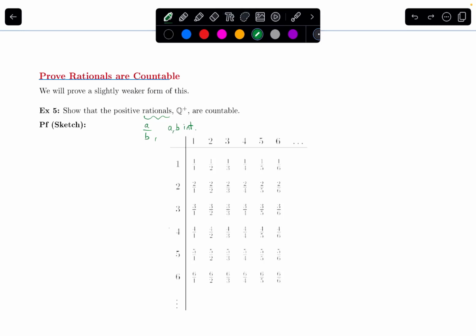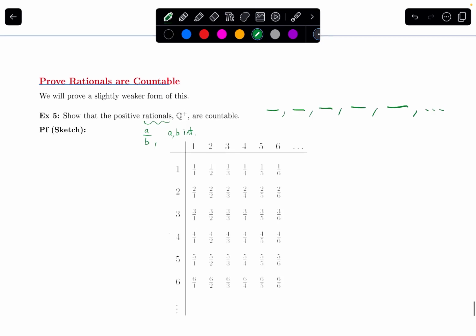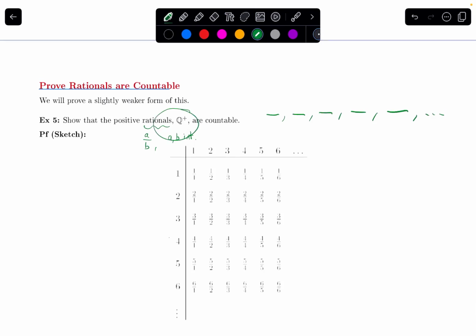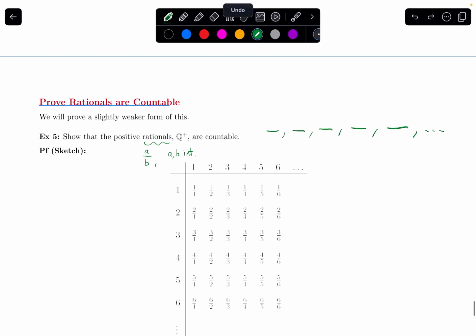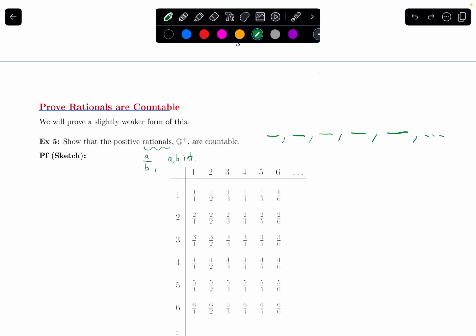So remember our key idea from before. To show something is countable, we need to show that we can list out its elements in a sequential, systematic way. So these blank spaces will indicate some rational, hopefully, that I can fill in. And I want to show that if I keep going like this, there's some systematic way to list all of the positive rationals. Because if I can do that, then that means I can form a bijection from the positive integers to each of these positive rationals. So how are we going to systematically list them?